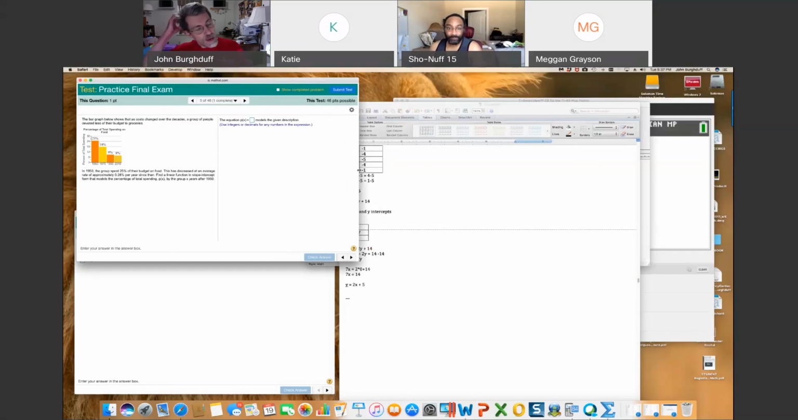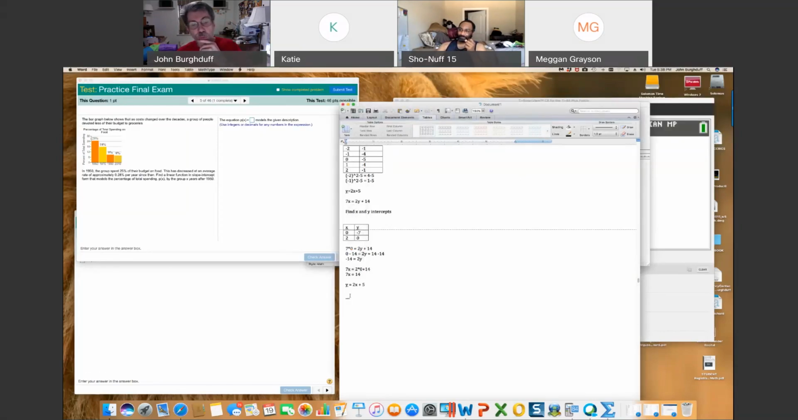So yes, everyone will have one similar to this. It'll probably be generating different numbers for everybody. The bar graph below shows that as costs change over the decades, a group of people devoted less of their budget to groceries. In 1950, the group spent 25% of their budget on food. This has decreased at an average rate of approximately 0.28% per year since then. Find a linear function in slope-intercept form that models the percentage of total spending by the group x years after 1950. Okay, so basically what they are doing here is describing points on a line.